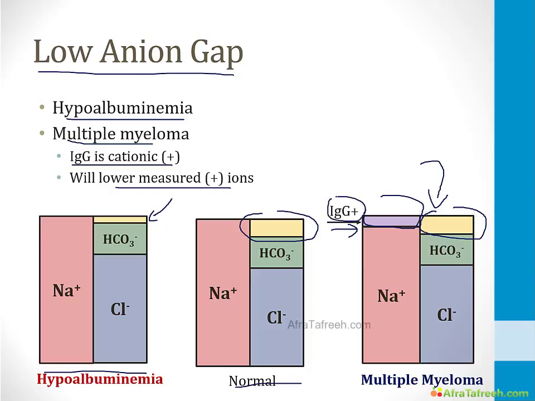So key point, and it's high yield for your boards to know that patients who have a very low anion gap often have either low albumin levels or they have multiple myeloma. And that concludes our video on metabolic acidosis.